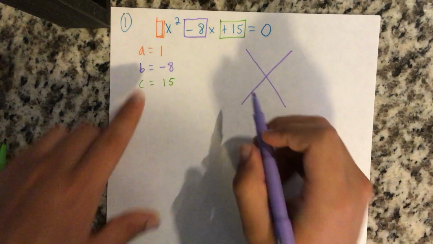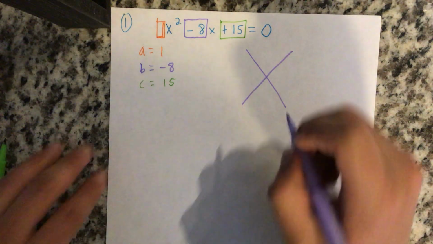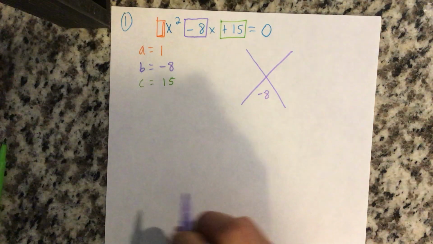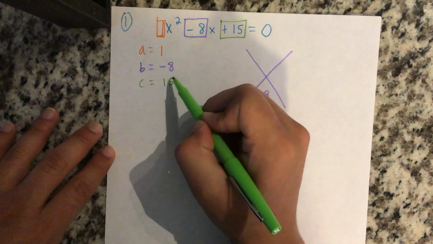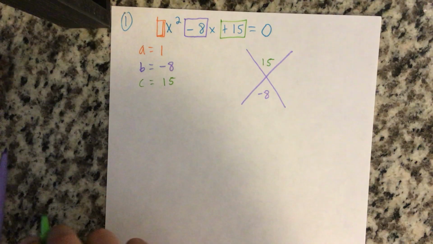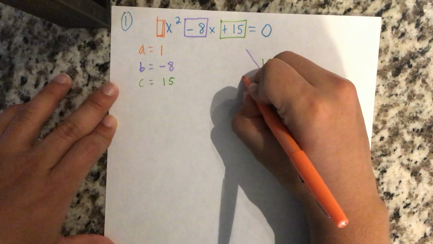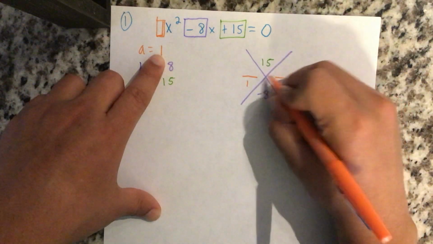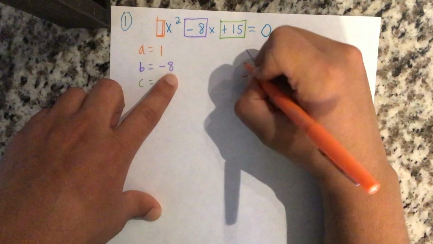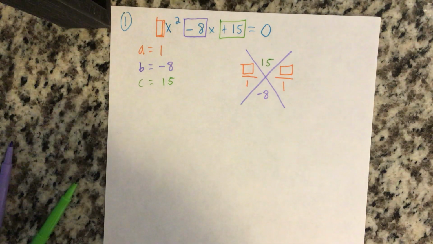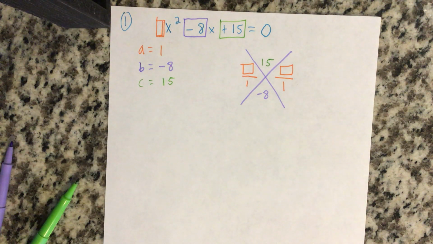Okay? So B goes on the bottom. So I'm going to put -8 down here. A times C goes on the top. So 1 times 15 gives me 15. Okay? And then on the sides, remember, I have over A, so over 1, over A, over 1. And then this is what I am looking for, okay? So far, it's exactly the same steps as last week. Nothing has changed so far, okay?